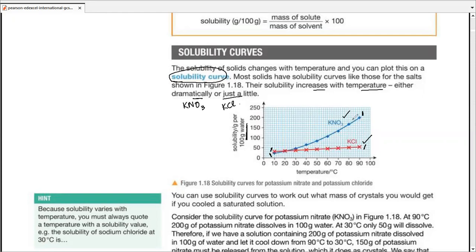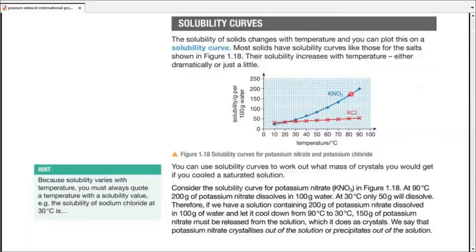Now, what can we do with solubility curves? What kind of questions can we face from solubility curves? They're going to talk about it next. So we can use solubility curves to work out what mass of crystals you would get if you cool a saturated solution. Before we move any further, let me tell you, if we can dissolve a higher amount of a solid at a higher temperature, and we move back to a lower temperature, that amount of solid will again undissolve. It will sit at the bottom.